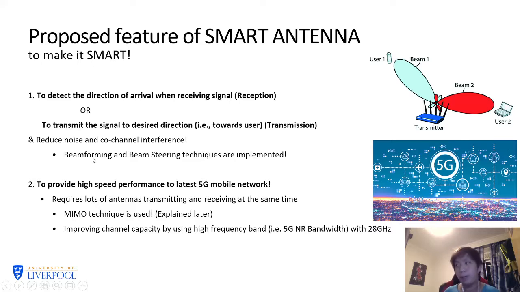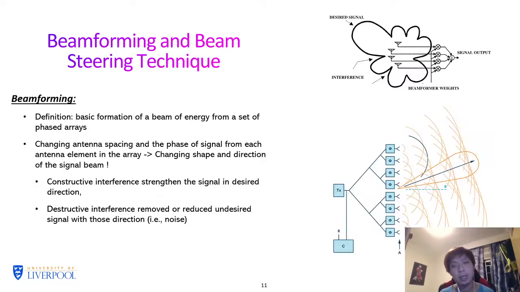And how can we solve it? By using beamforming and beam steering techniques. And we will also propose MIMO techniques to provide high-speed performance for the 5G mobile network, which requires lots of antennas transmitting and receiving at the same time, using 28 GHz to improve channel capacity with a high frequency band, since a high frequency band has a very large bandwidth.